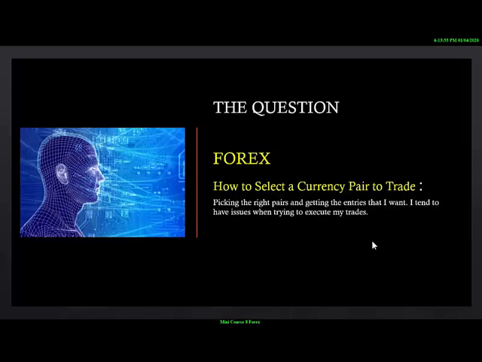Welcome to mini course 8, Forex: how to select a currency pair to trade. And the question was, picking the right pairs and getting the entries that I want. I tend to have issues when trying to execute my trades.